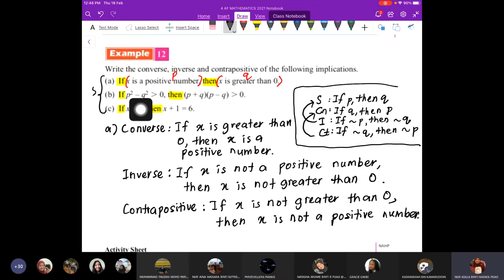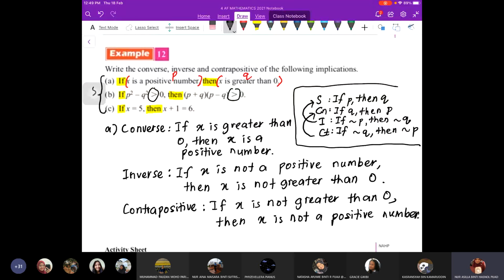Okay, so if P square minus Q square less than 0, then P bracket P plus Q, lepas tu lagi satu bracket P minus Q less than 0. Yes, correct. Good, thank you. So your punya inverse will be if P square minus Q square less than 0, then P plus Q, P minus Q less than 0. Okay, so bila kamu ada inequalities, just change dia punya direction untuk negatekan dia.